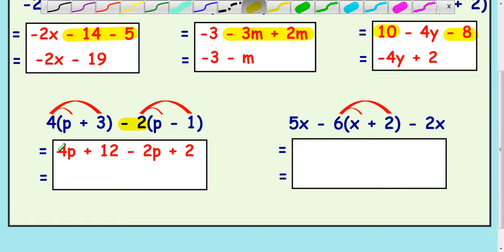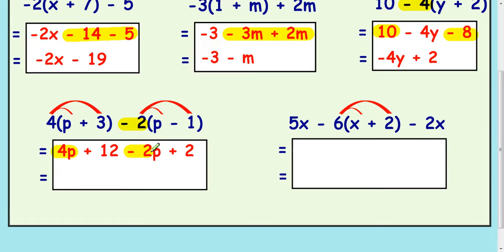Then collect up your terms that are the same. So we've got 4p take away 2p, which leaves you with 2p. And then we've got 12 add 2, which is 14.